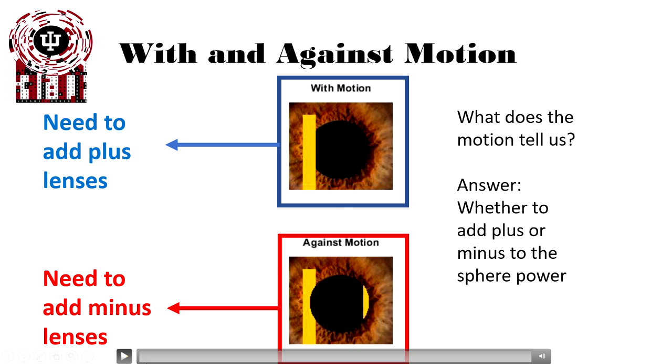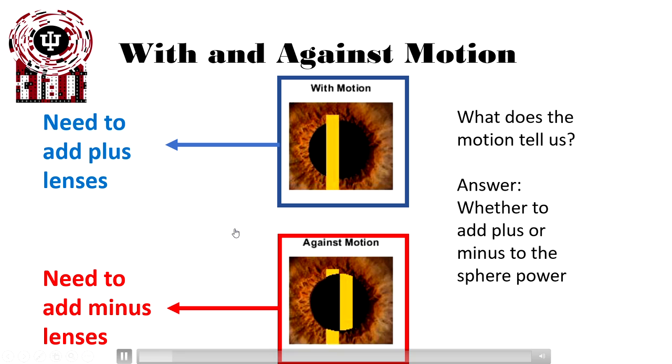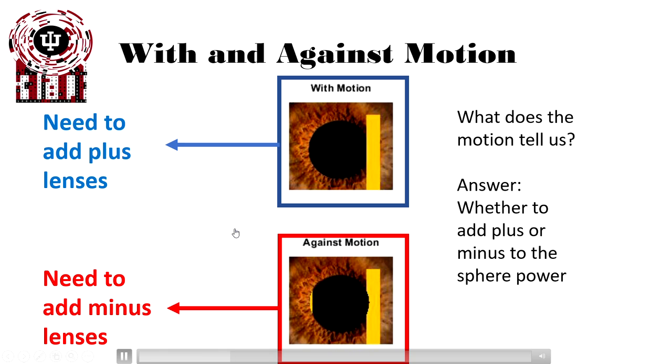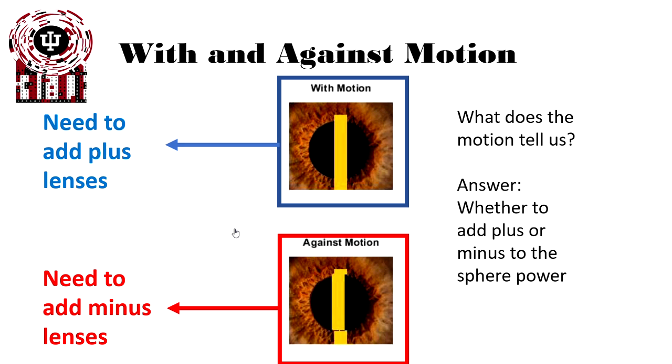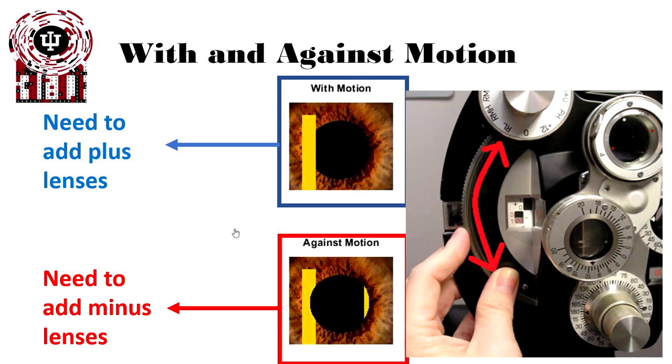Whenever you see with motion, think you need to add plus. When you see against motion, you need to add minus to the lenses, to the prescription. And we do that through the phoropter by spinning the sphere or cylinder power wheels.